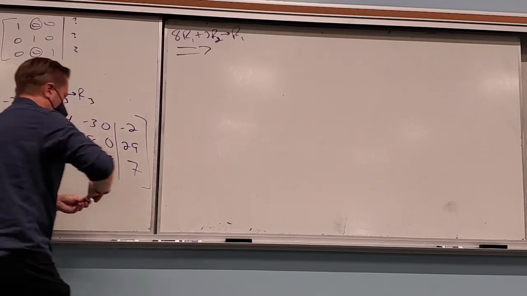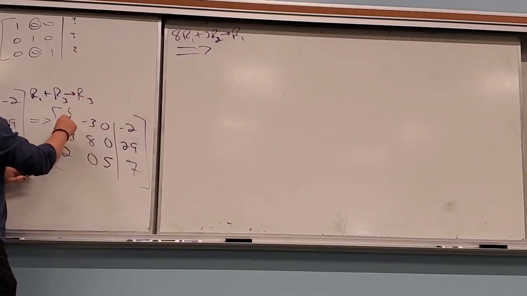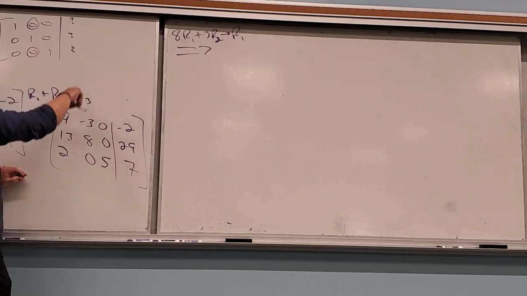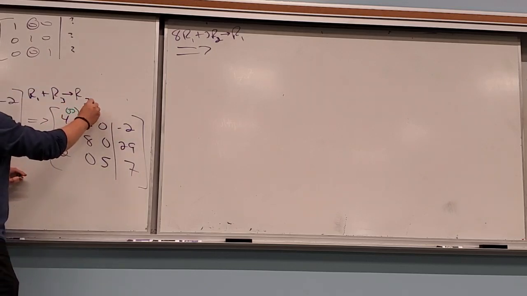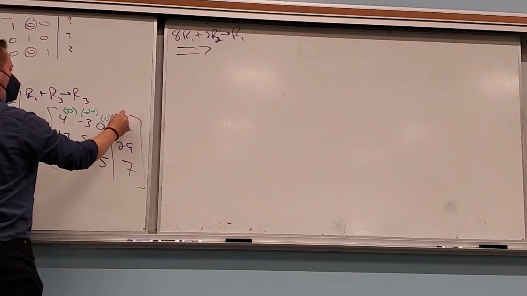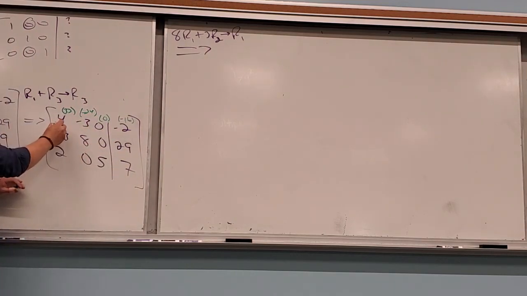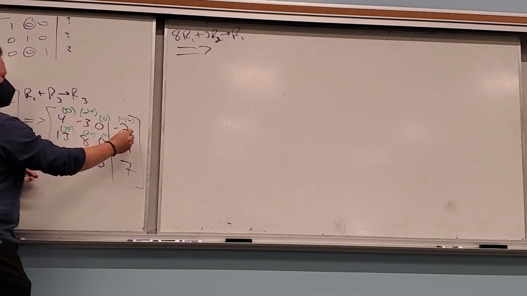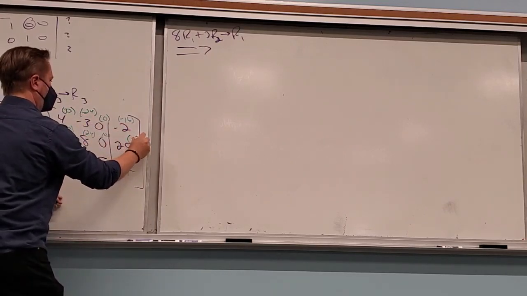So let me write next to it so I don't have to rewrite this whole crazy thing. 8 times row 1, so what's this? 32, negative 24, 0, negative 16. 3 times row 2, 39, 24, 0, 87. You're good.